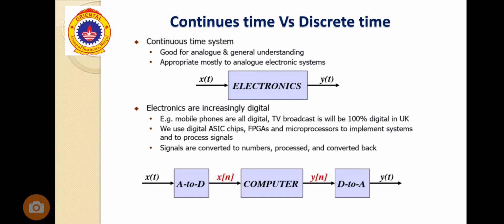Here is the diagram where x(t) is converted into x[n] by the A to D converter. Then we give this x[n] to the computer. The output is y[n]. x[n] and y[n] are both digital signals. Again we convert this digital signal into analog, and y[n] is converted into y(t).